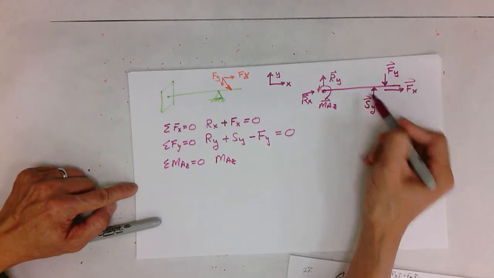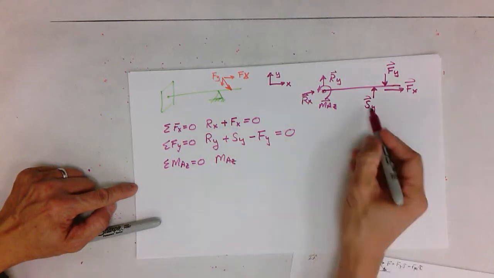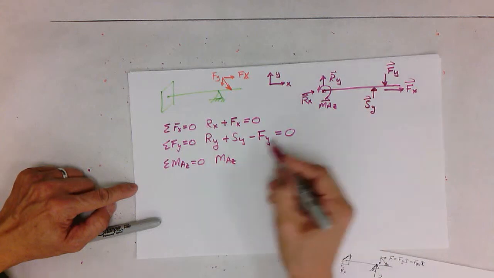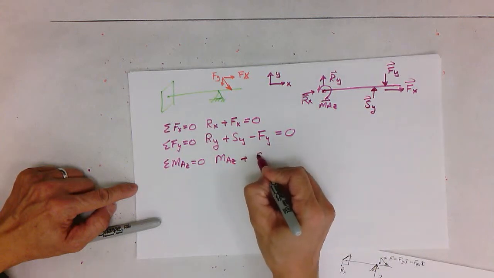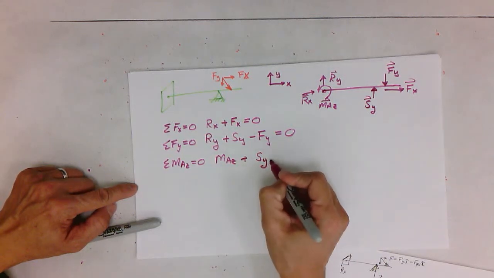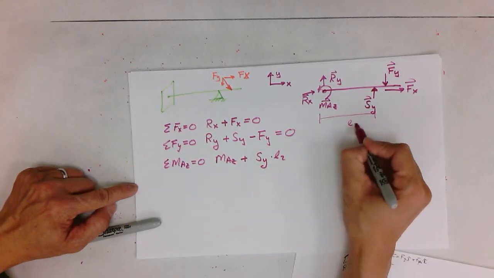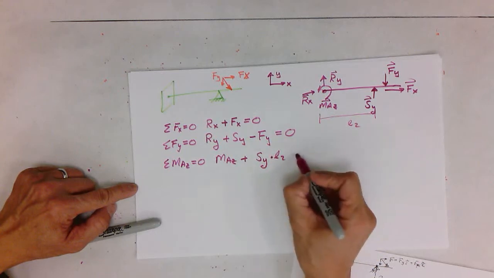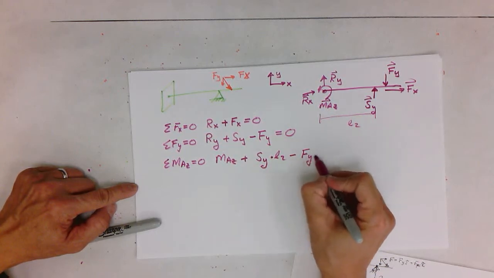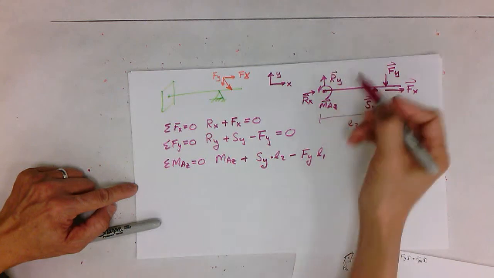Let's call these all forces. This constraint force, or this reaction force, does generate a moment. We'll call this distance L2. This is going in the opposite direction. It generates a moment. We'll call that L1.